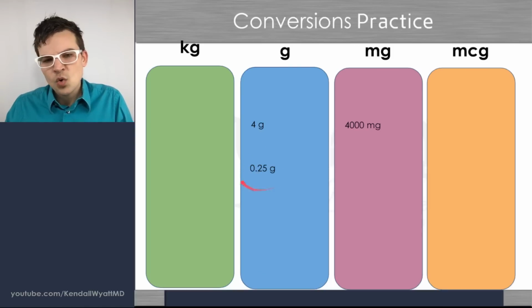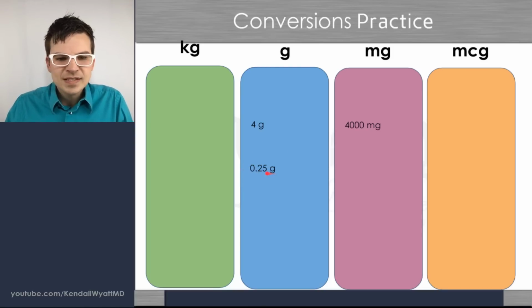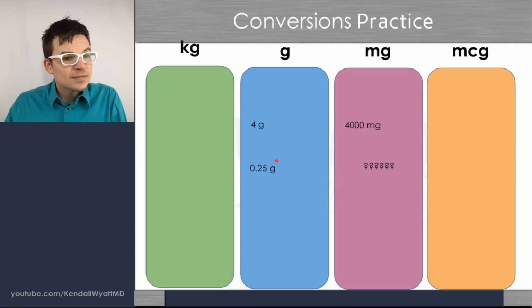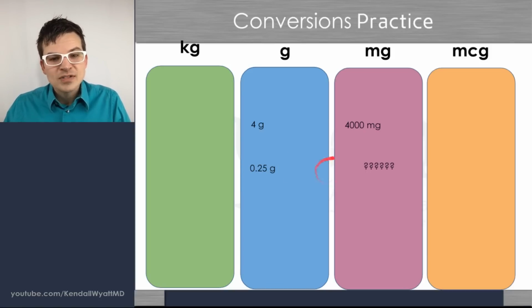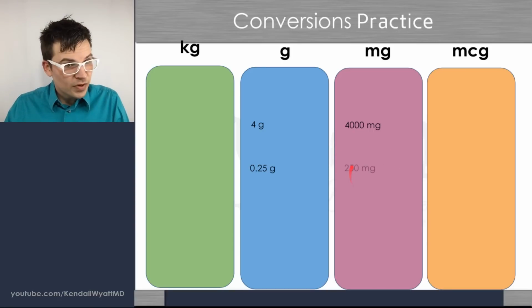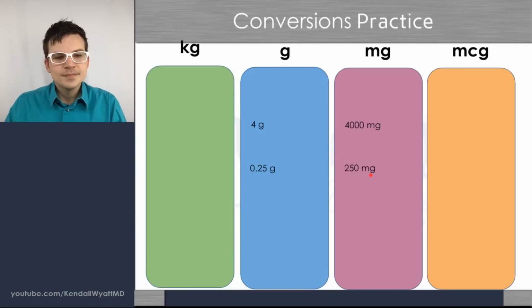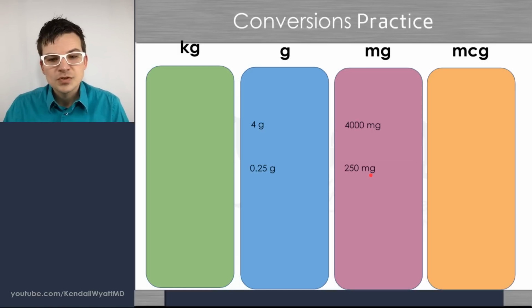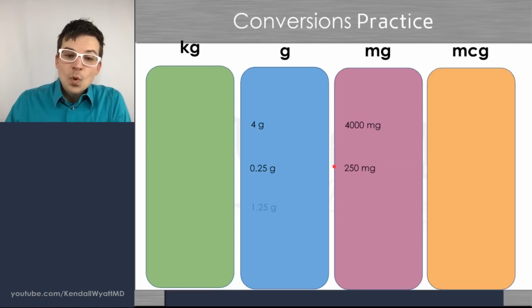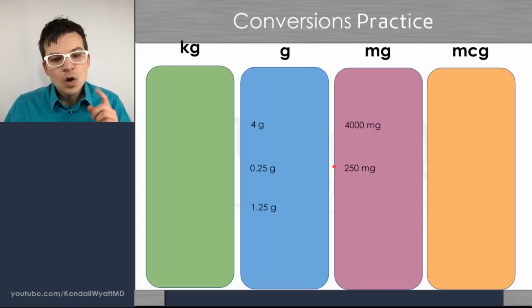You're going to get a lot of questions that try to trick you like this. 0.25 grams. 0.25 grams is how many milligrams? Well, 0.25 times 1,000 is 250 milligrams. Did you get that right? Good. You're so smart. Now, what about 1.25 grams?